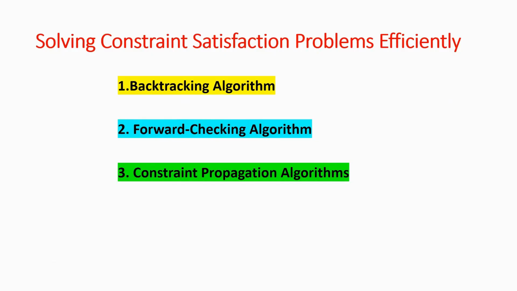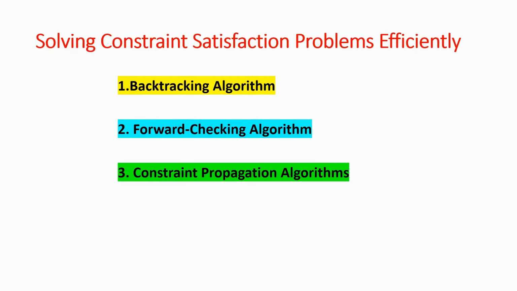So we have the forward checking algorithm. The forward checking algorithm is an improvement over simple backtracking. It aims to detect inconsistency earlier in the search process. When a variable is assigned a value, forward checking immediately prunes the domains of unassigned variables that are connected to the newly assigned variable by a constraint, and it removes any values from those unassigned variables' domains that would be inconsistent with the current assignment.